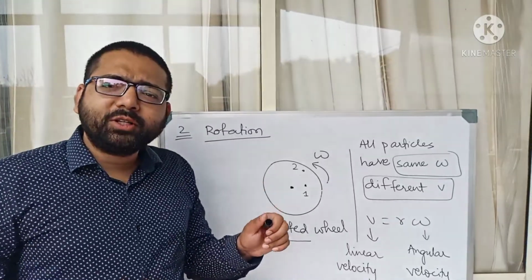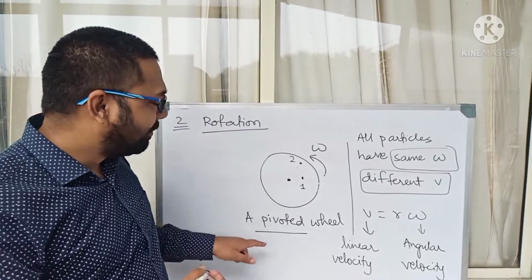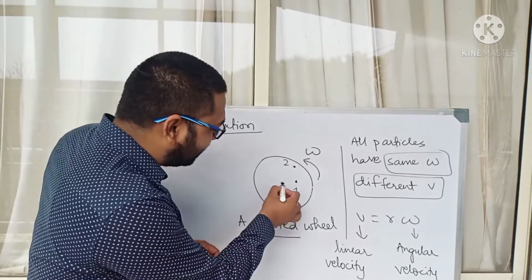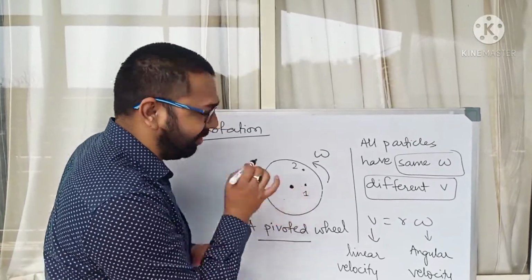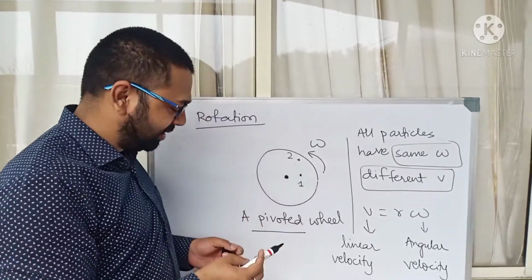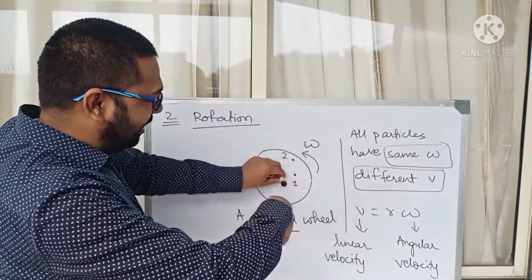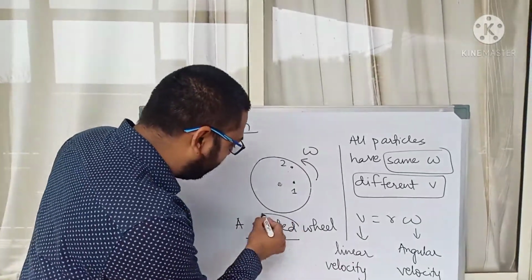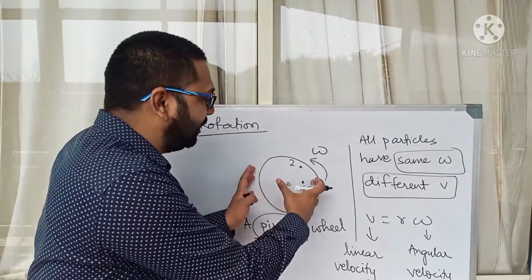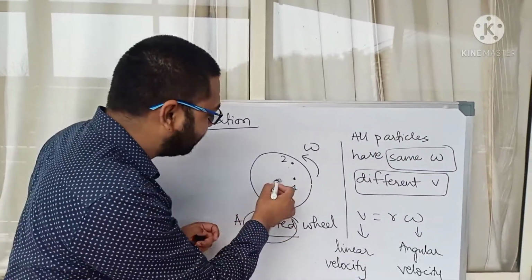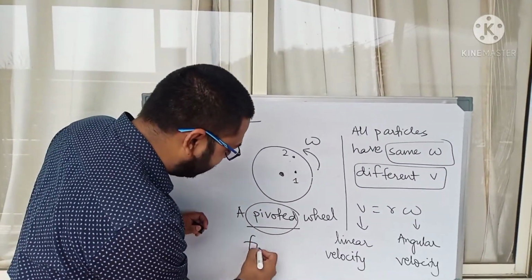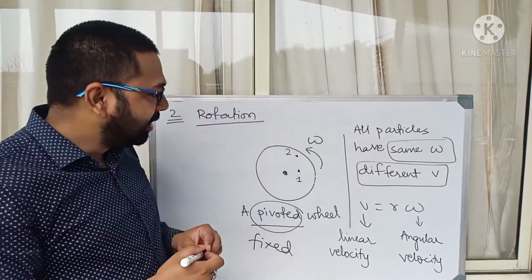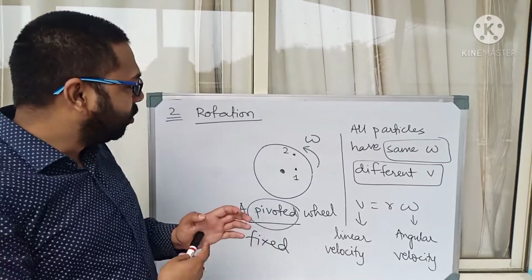Now we talk about rotation. Let's say this is a pivoted wheel. Pivoted means this is the center and this center is fixed. It is something like this. This is the wheel and it is fixed here, so this wheel cannot move. Pivoted means this wheel cannot move from this position to another position. Okay, it is pivoted, fixed. Pivoted means fixed.